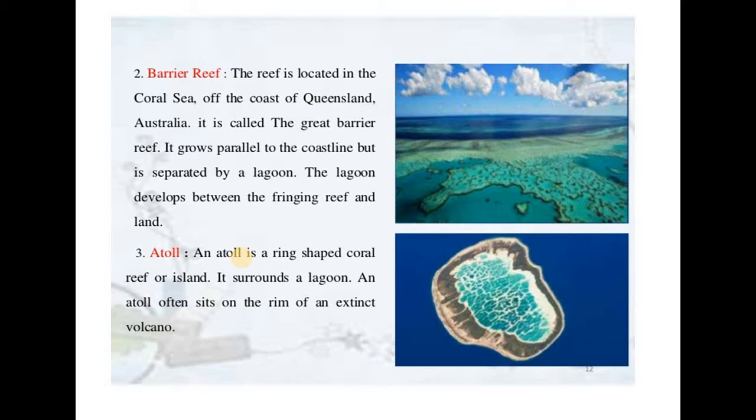Next is the barrier reef. The barrier reef is located in the Coral Sea off the coast of Queensland in Australia. It is called the Great Barrier Reef, and it goes parallel to the coastline, but it is separated by a lagoon. So the lagoon develops between the reef and the land.